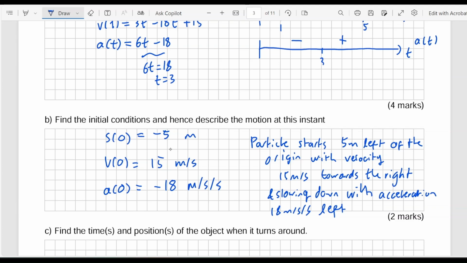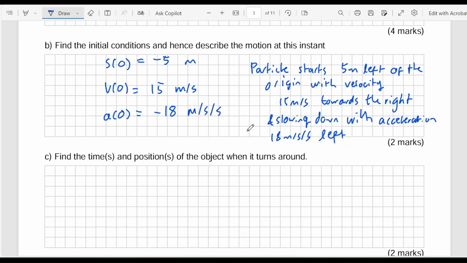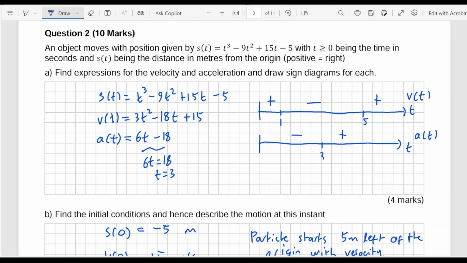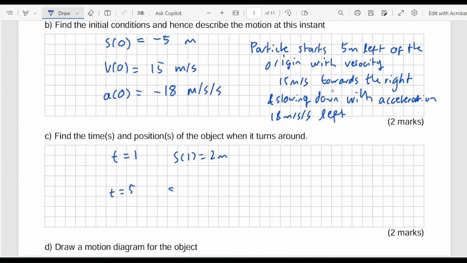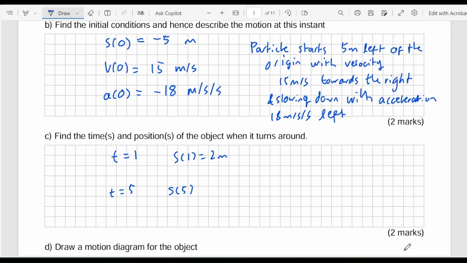Just like that. Okay. Find the times and positions of the object when it turns around. So t equals 1 and t equals 5. They're on our sign diagram just there. When t equals 1, so that was the maximum there, y is 2. So we can say that s of 1 is 2 meters. And then when t equals 5, s of 5 is minus 30.